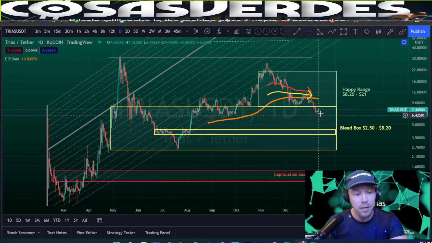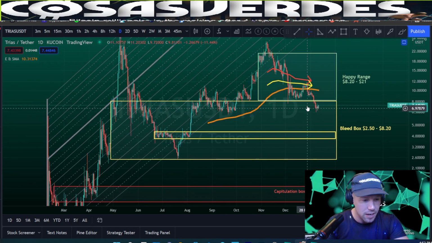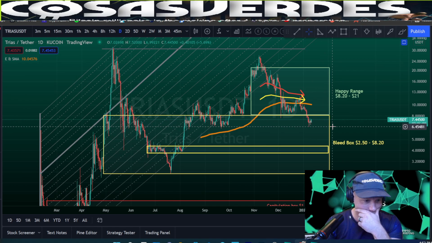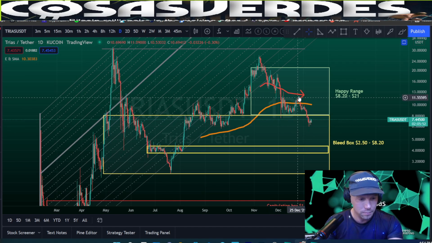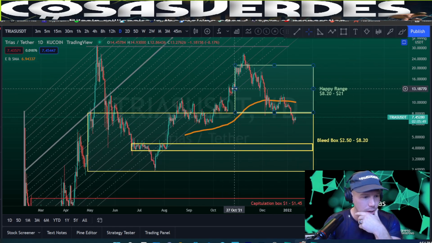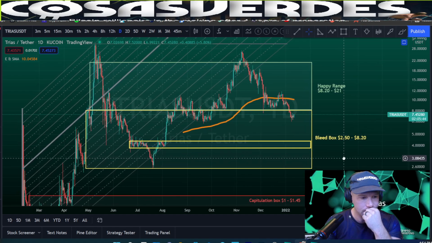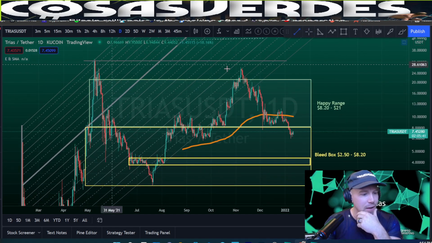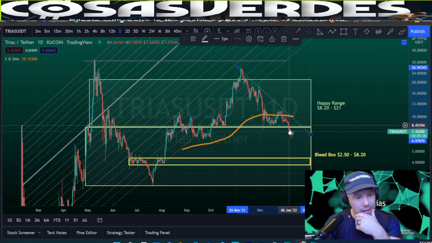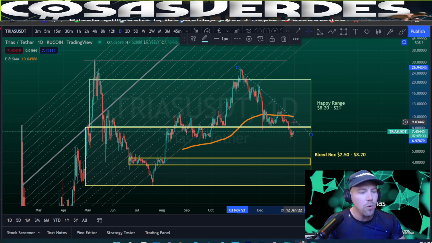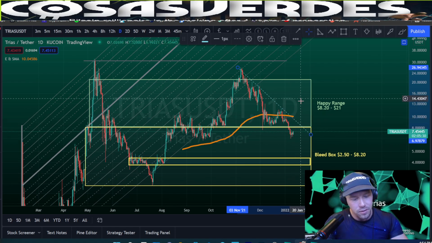So again, this bleed box also got hit. It's not quite as nice as Verasity. It went a little bit below it. Shoot. Raw analysis, man. You kind of have this trend line here, but I think it'll break and hit the daily 200. So if I were trying to accumulate some down here, I would use the daily 200 to shave off some profits. That's what I would do.